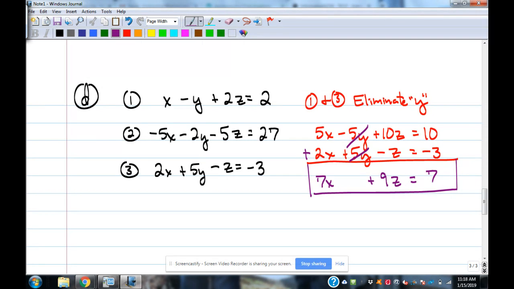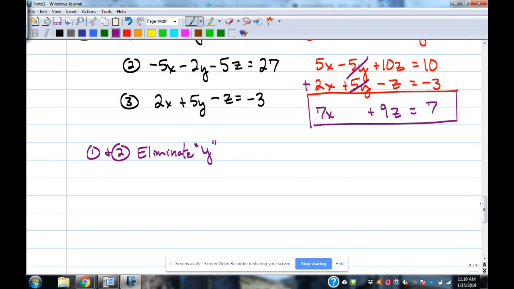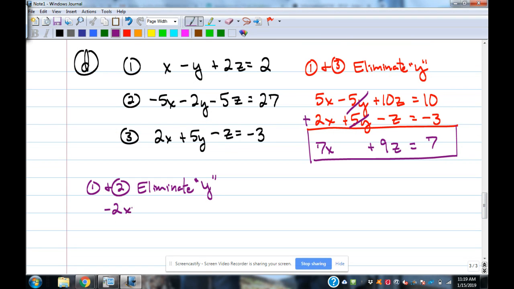Okay, so I need to take a different pair and get rid of y's. So I did 1 and 3. Is it easy to change a 2 into a 5? No. Is it easy to change a -1 into a 2? That's a lot easier to do, right? You don't have to multiply both. So what do we multiply the top one by to get an opposite with number 2? If we multiply the top one by -2, we can eliminate y again. Again, remember your process is eliminate the same variable twice. Okay, so we're multiplying the top one by -2, so that's going to give me -2x plus 2y minus 4z is equal to -4. And then the second one, I'm just copying down.